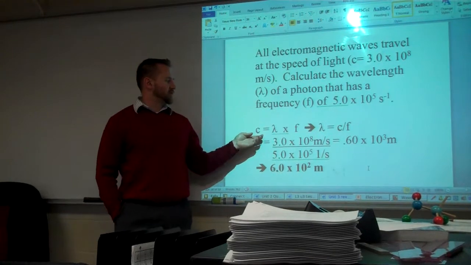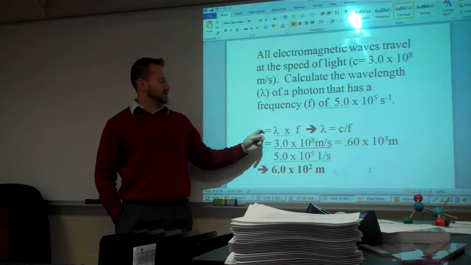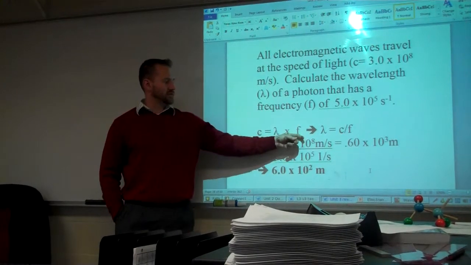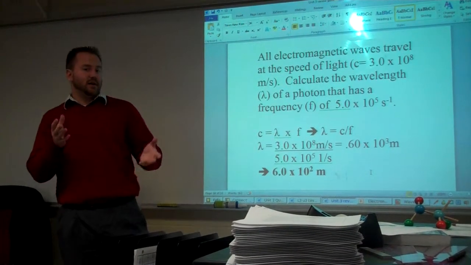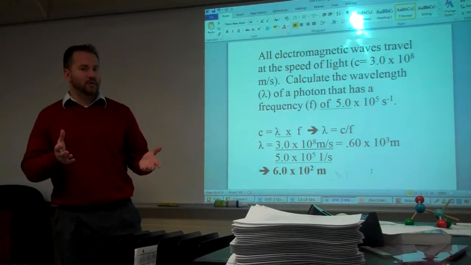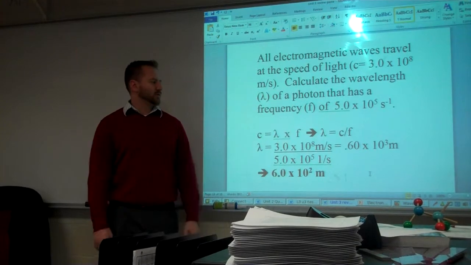We have this equation that relates frequency and wavelength right here. So speed of light is equal to the wavelength times the frequency. They have an inverse relationship, meaning that if one is high, the other is going to be low. If one is low, the other is going to be high. So that would be an inverse relationship.